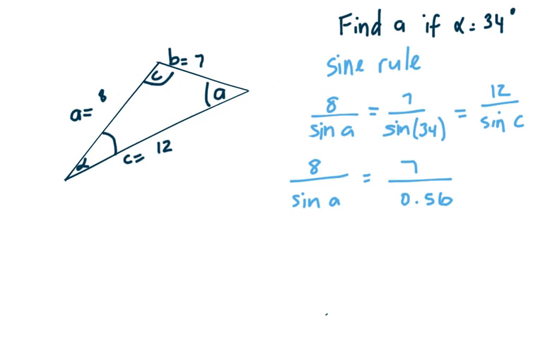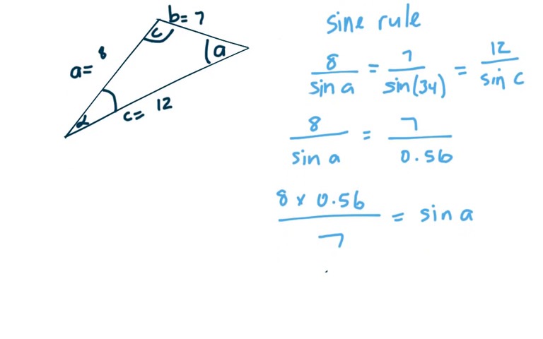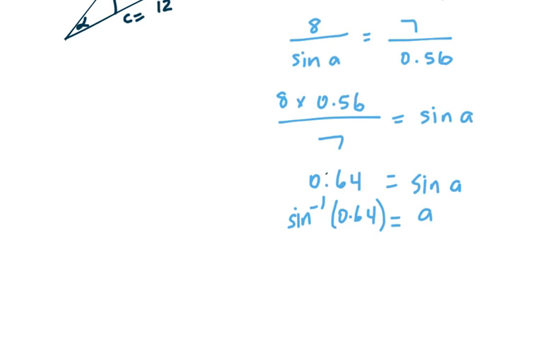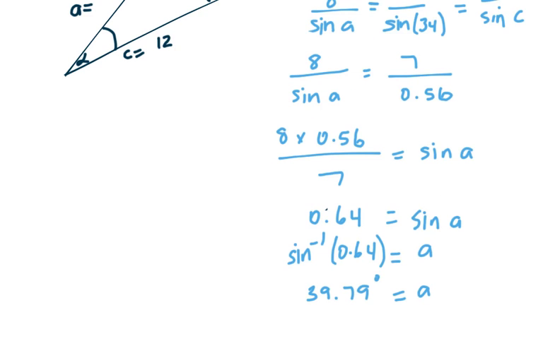Then we do a little bit of arithmetic and cross multiply to get that 8 times 0.56 divided by 7 is equal to sine A. Let's work out what our left hand side is going to be. Works out to be 0.64, and that's equal to sine A. And now we need to find for A, which means we need to use sine inverse. So sine inverse of 0.64 is going to be equal to our angle A. Our answer works out to be 39.79 degrees. Our answer is correct to 2 decimal places.